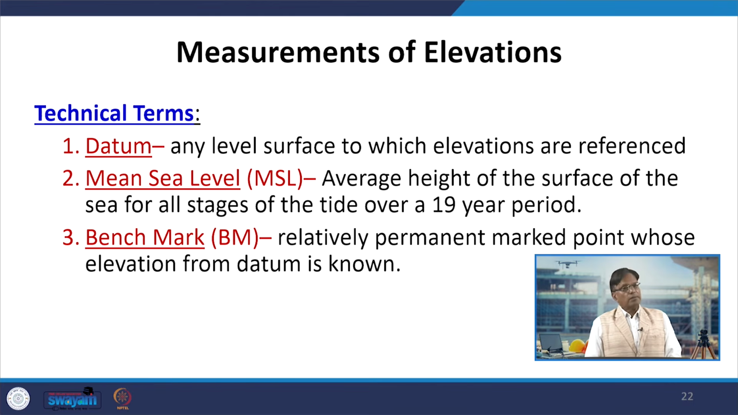Then the third important term is the benchmark. It is a relatively permanent mark whose elevation from the datum is known. For example, in India, the benchmarks have been established by Survey of India, Dehradun. So, the elevations of these points are already known, and to determine the elevation of another point, we should know the elevation of one point.